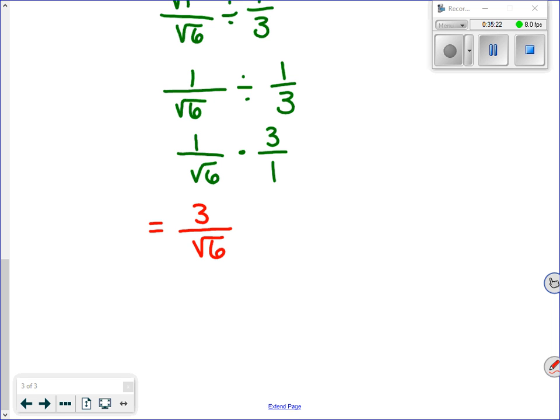3 over the square root of 6. And now we're ready to do what Sarah said. We need to get rid of that square root in the denominator. So we're going to multiply both the top and the bottom by the square root of 6 over the square root of 6.